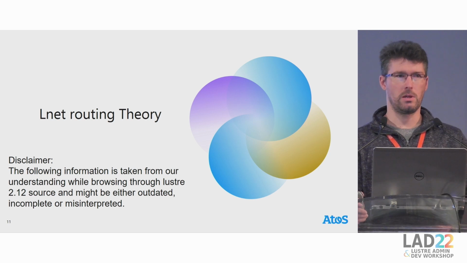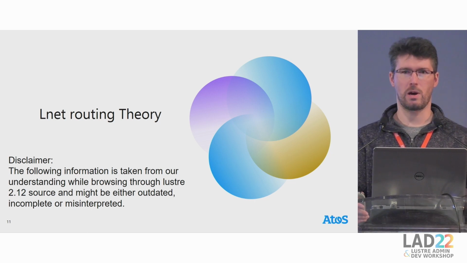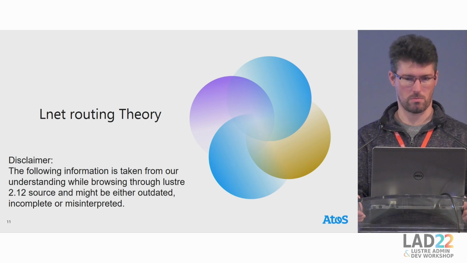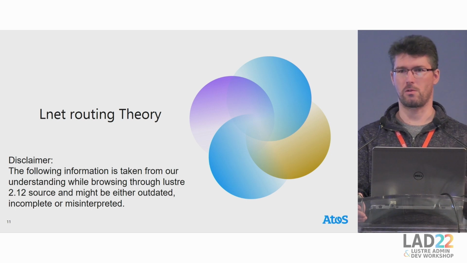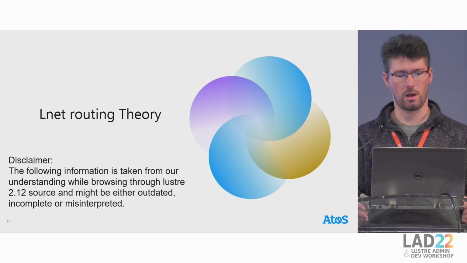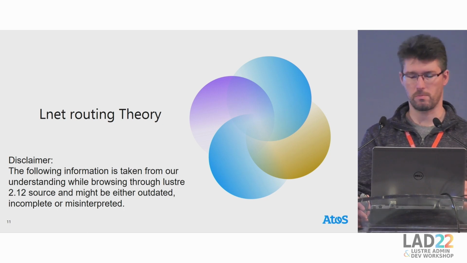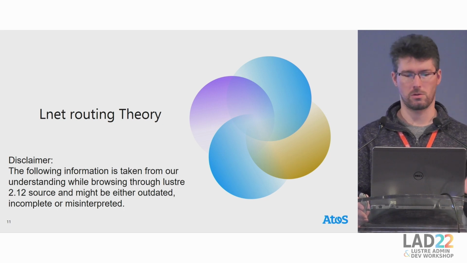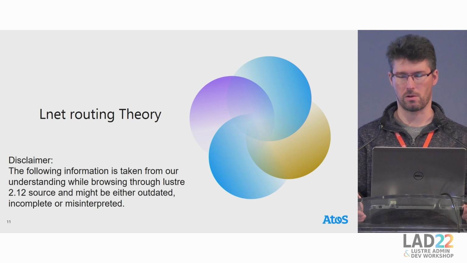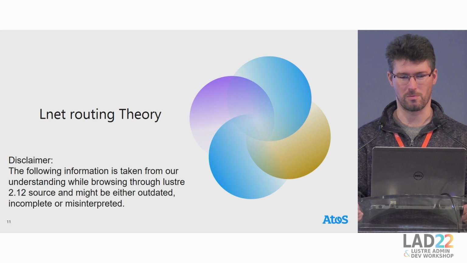Before explaining what kind of troubles we could have seen, I would like to remind you a bit of theory about LNet routing. Part of the information I'm going to give is from source browsing, and some parts are also assumptions. The source was based on version 2.12, so some things might be outdated, some others might be incomplete, but I guess a lot of people here could correct me if I made a mistake.